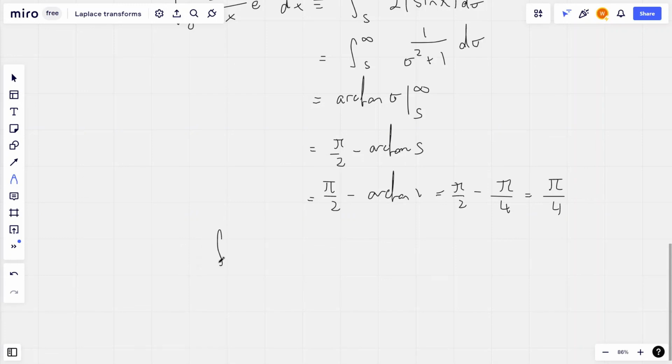And so this integral evaluates to pi over 4, which gives a really nice result for an integral which does not have an elementary antiderivative. That is the end of the video.